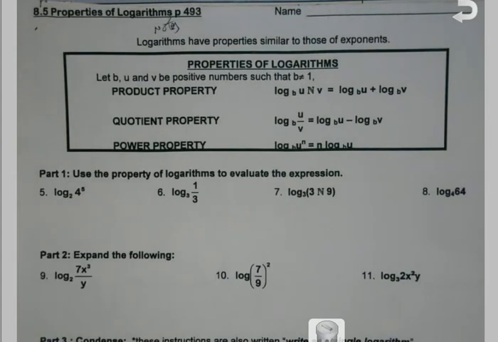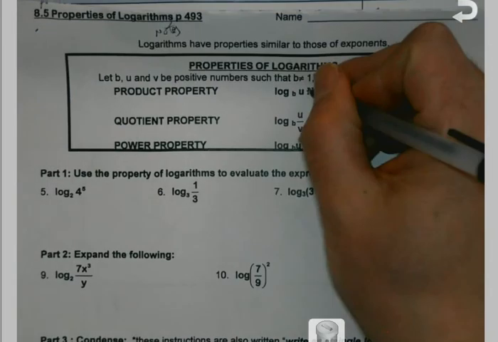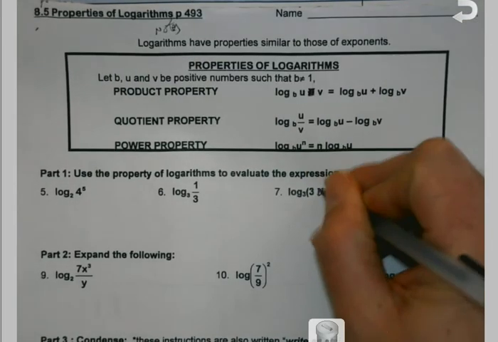We are going to be taking a look today at some properties of logarithms. Now, the cool thing here is it goes along with something we've already done. We've already done rules of exponents, and basically the rules are exactly the same, except now we're using logarithms.